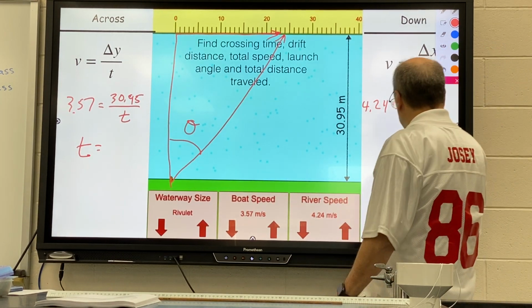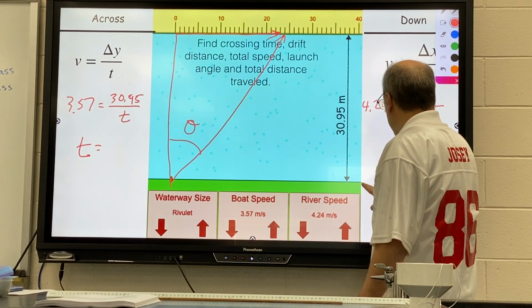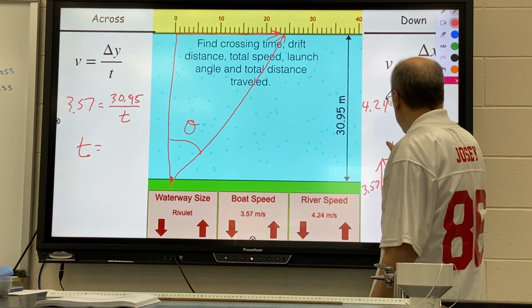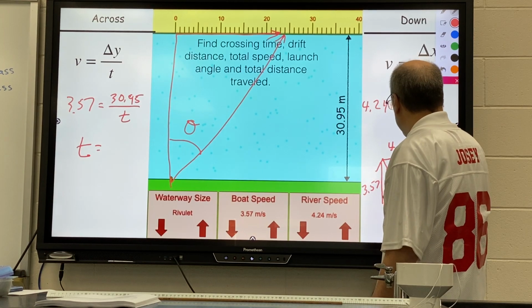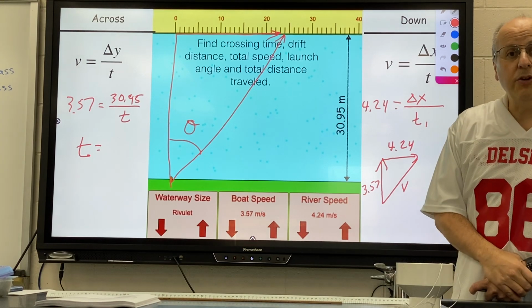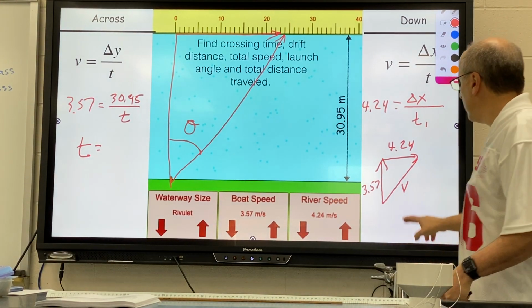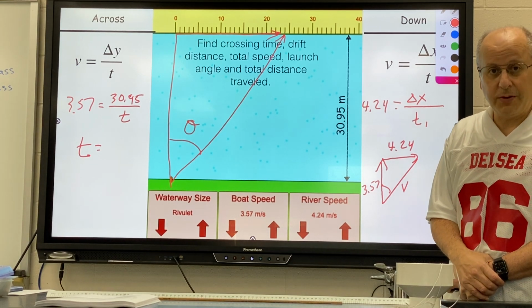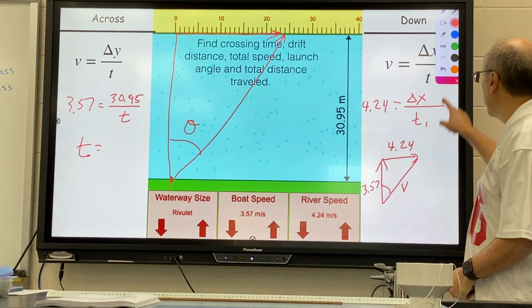For your velocity, you can do the 3.57 for the boat, the 4.24 for the river, and again you can find your hypotenuse to get your total velocity. Once again, you can also get your angle using the tangent like we talked about a moment ago.